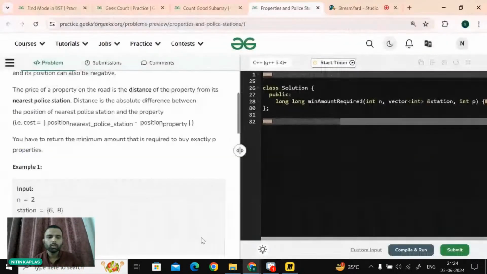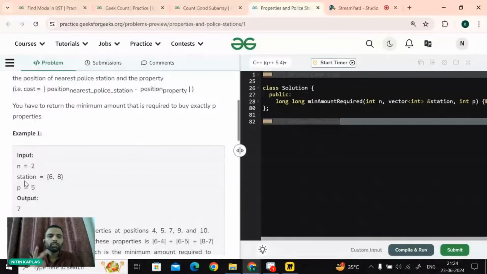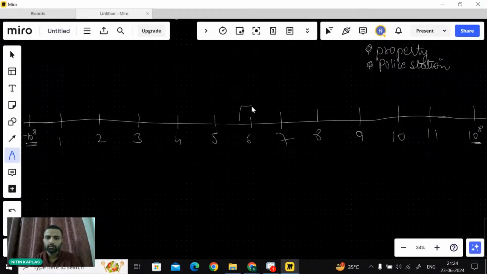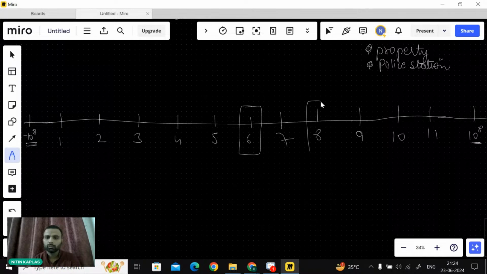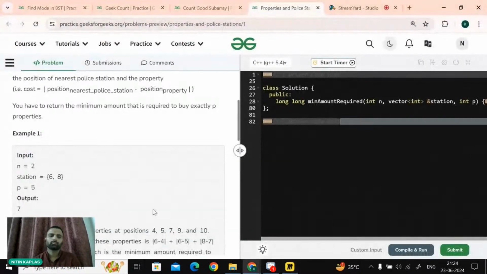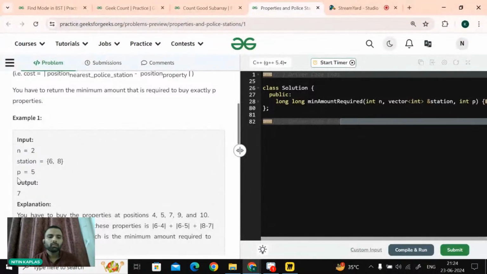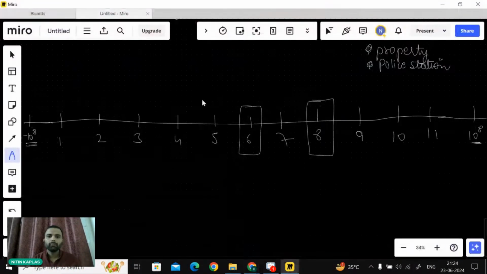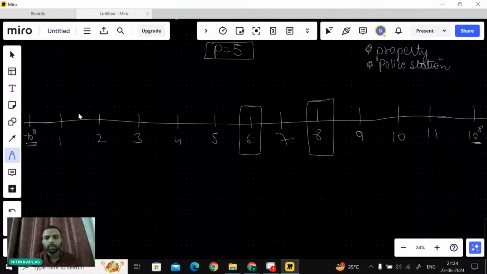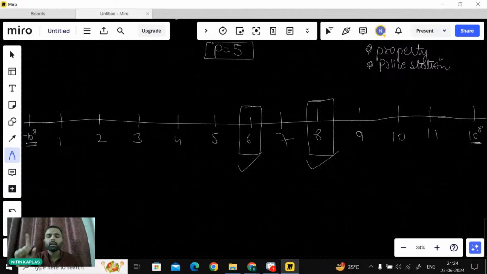Now, if you see here, NS2 means two police stations will be there, right? Which is 6 and 8. So let me write here, this is the police station 1 and this is the police station 2. Now, I want P properties, right? Which is 5. My target is to buy 5 properties on that particular road. This is the road, this is the police station, this is the police station, this is the property I can buy, right? My target is I want to buy 5 properties.